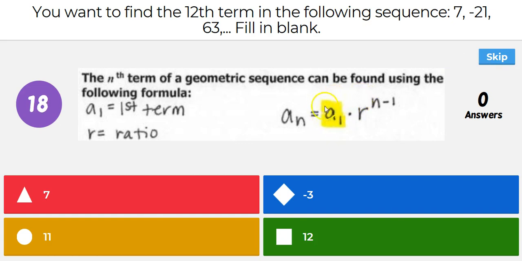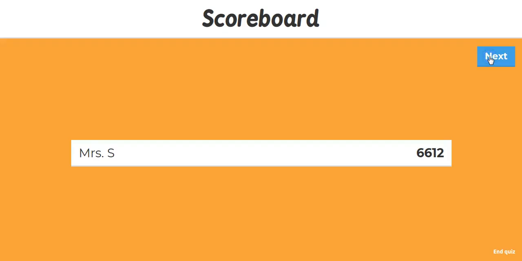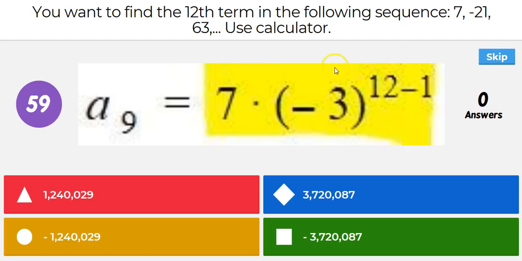And then this A1, that's always your first term in the sequence. So we'll put 7 in, the first number in our sequence. So when we put this in our calculator, a key thing about this one, you guys, again, we just want to know what this equals.